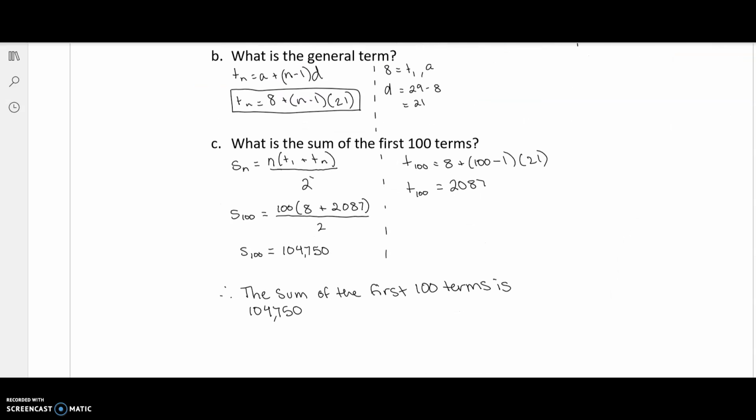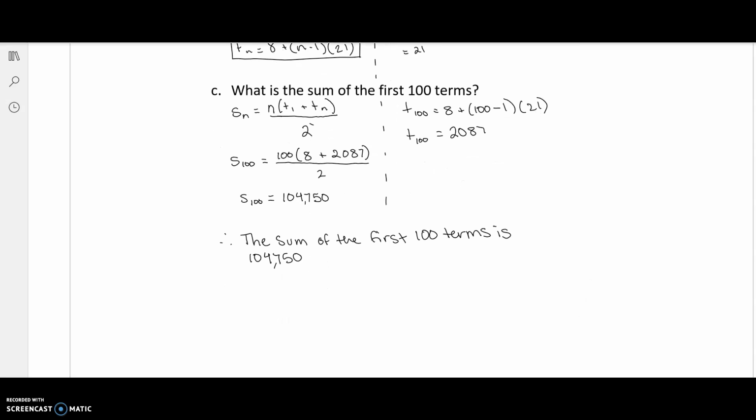The sum of the first 100 terms. So I got this, firstly, by figuring out t of 100, because we have t of n in this equation that is required. So I substitute 100 in for n, and into the general term, and I got 2087. And so I substitute that value into the t of n portion of this equation, and I also substitute in 100 for n and 8 for t1 because it is my first value.